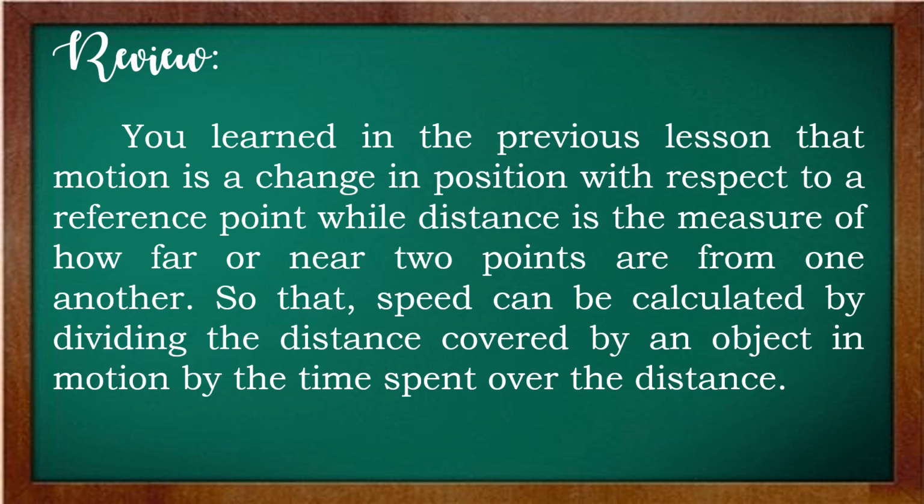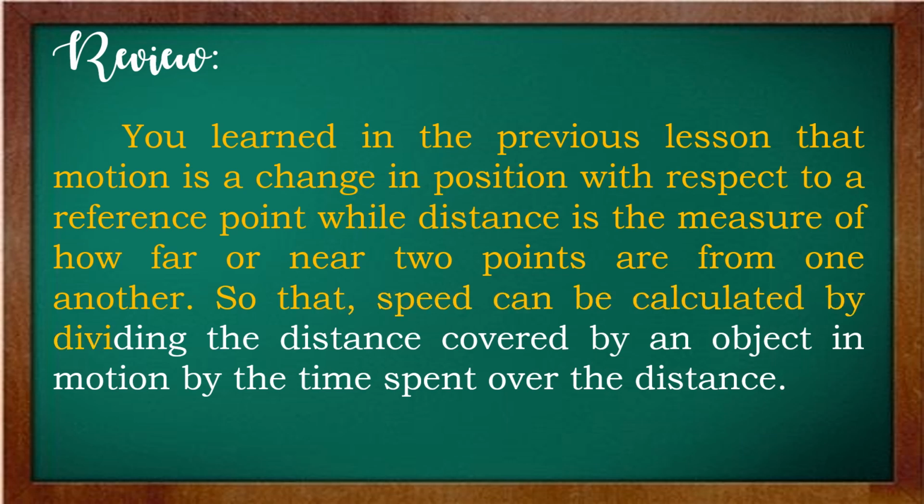Before we proceed to our lesson, let's have a review. You have learned in the previous lesson that motion is a change in position with respect to a reference point, while distance is the measure of how far or near two points are from one another. So speed can be calculated by dividing the distance covered by an object in motion by the time spent over the distance.